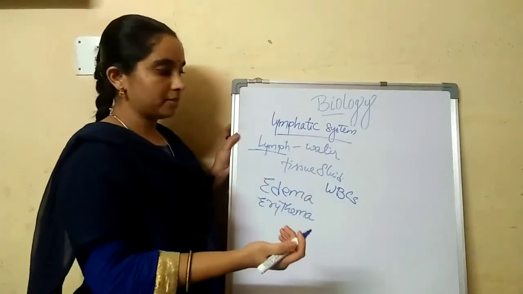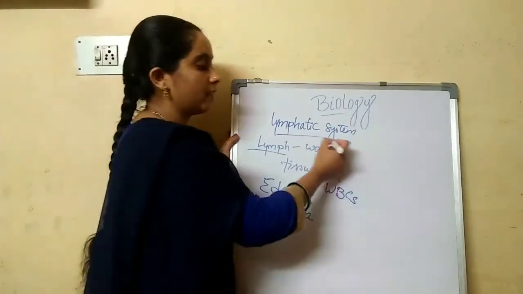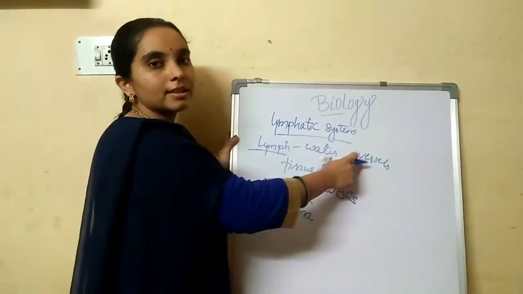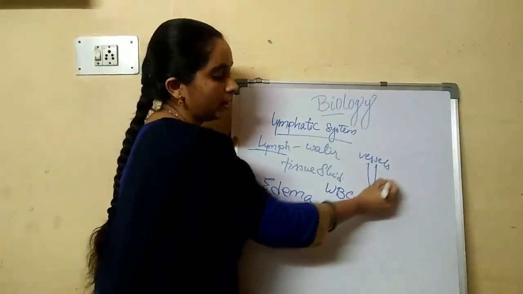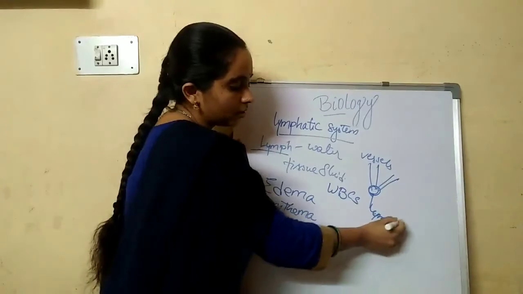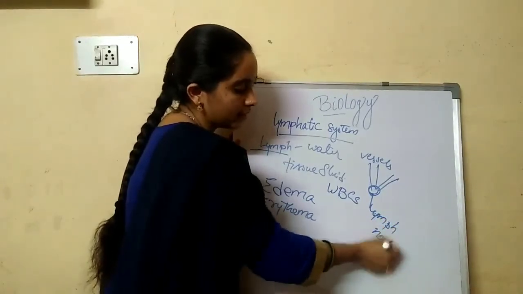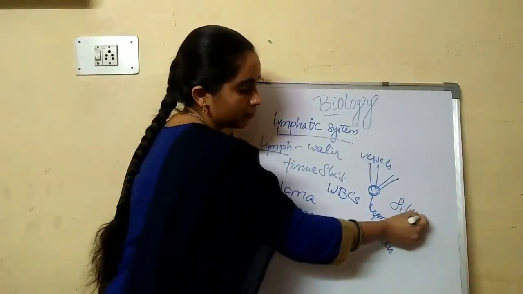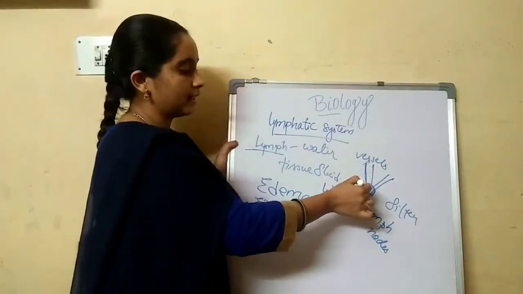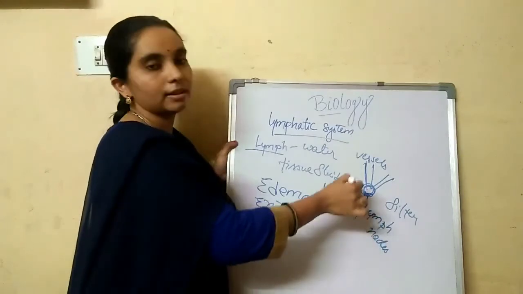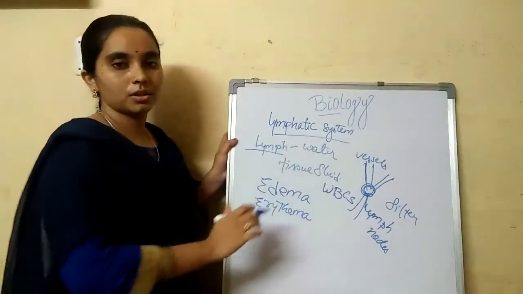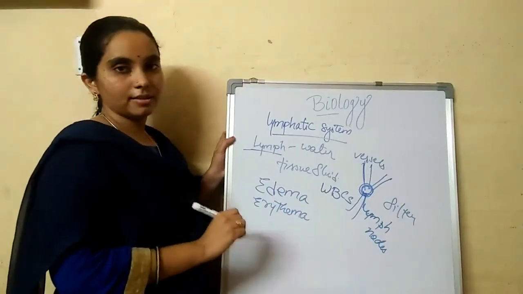Blood has a circulatory system of blood vessels, and the same way the lymphatic system has lymph vessels. These lymph vessels again collect at one point, and this point is called a lymph node. This lymph node acts as the filter. Okay, so the lymph is filtered here and it is sent on in the lymphatic vessels, or it is sent back to the tissues. So this is all about the lymphatic system.